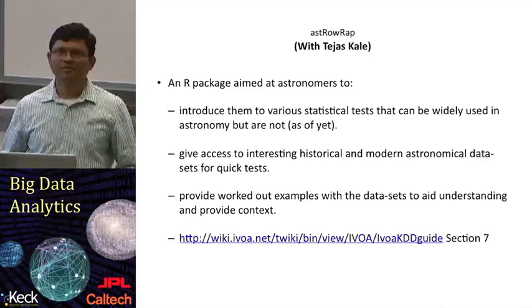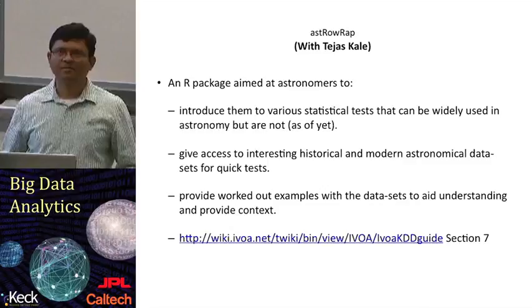The kind of data sets that we have been using here are historical data sets, interesting small data sets, and also some very modern data sets from large sky surveys like the Catalina Real-Time Transient Survey. With these, we provide some worked out examples so that astronomers can directly jump in and take a look at them. These will also be available on the sister site for this workshop.